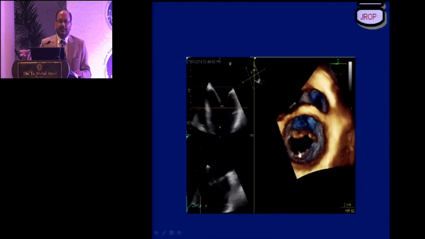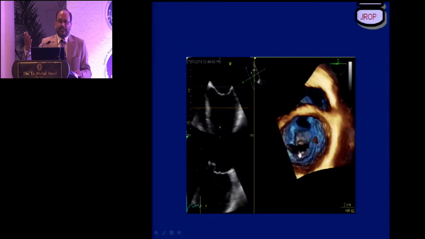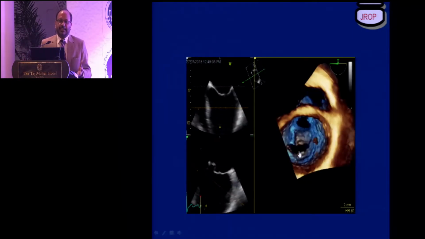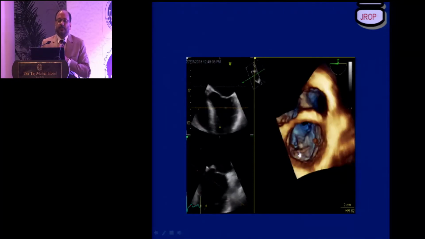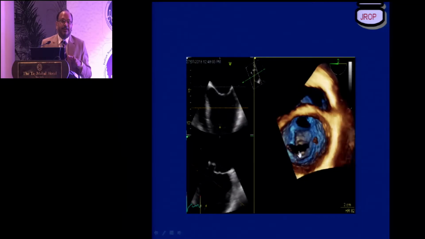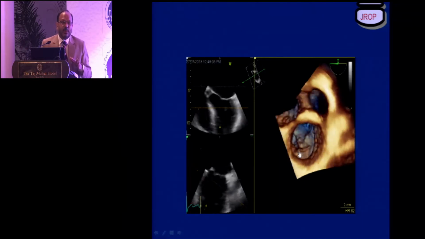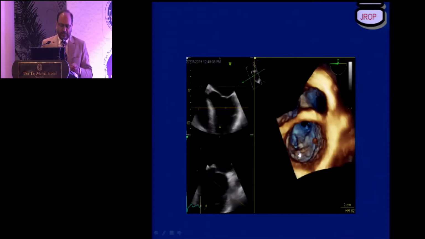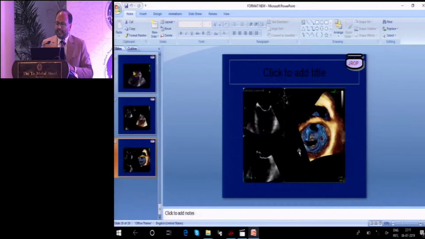Another question: the mitral valve is posterior, the tricuspid is anterior. How can we have this kind of abnormality? But still, anything could happen. My quest in showing these images is that the clinical echocardiography scenario will change completely when we start doing 3-dimensional echocardiography. Let's have the second one.